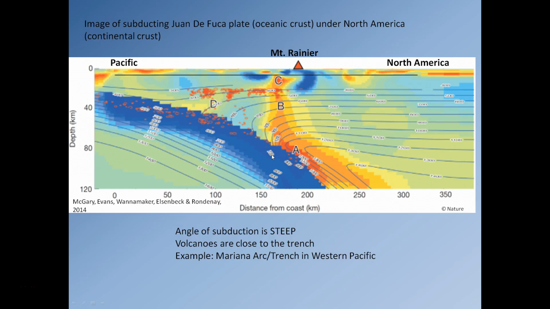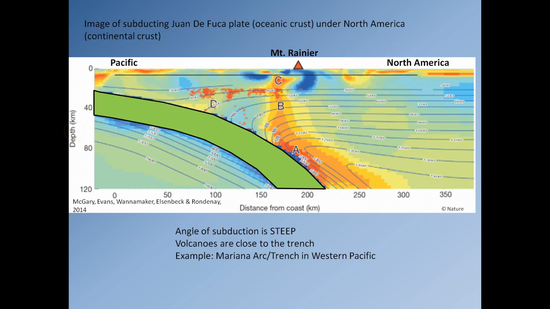So here we go. So this is an image of the Juan de Fuca plate. So that's oceanic crust, which is this bit of crust here, subducting under North America. So this is Mount Rainier right here, this little red triangle. Okay, North American, so continental crust, Pacific oceanic crust. And what we've got here is a map that's been produced by geophysicists, and it shows us where the pieces of crust are going. So there is the piece of oceanic crust, the Juan de Fuca crust, subducting underneath North America.